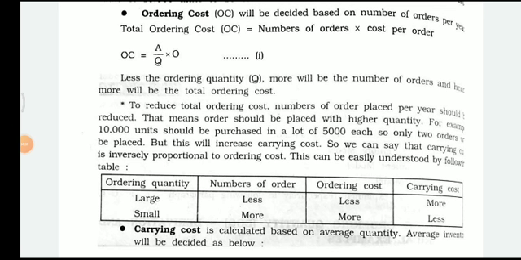Now, to reduce total ordering cost, the number of orders placed per year should be reduced. That means orders should be placed with higher quantity. For example, 10,000 units should be purchased in lots of 5,000 each, so only 2 orders will be placed, but this will increase carrying cost.